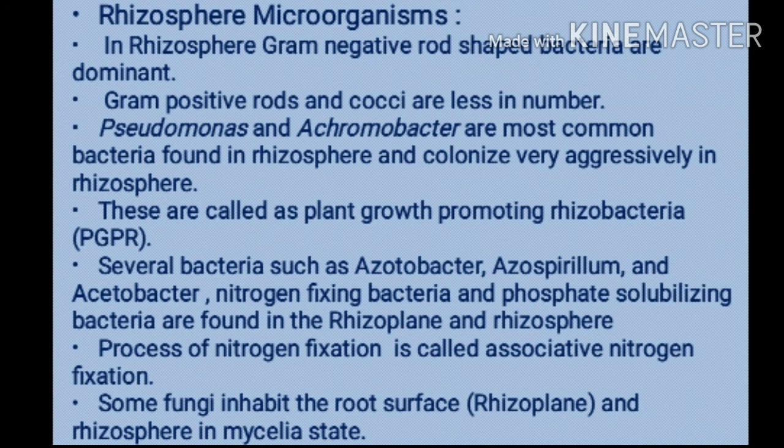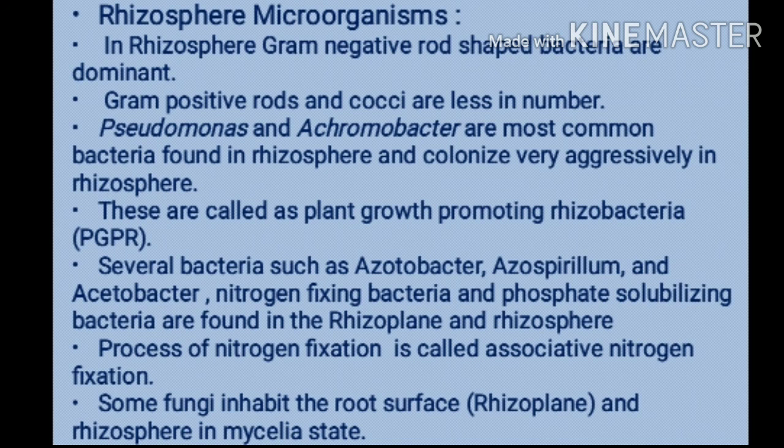They colonize very aggressively in the rhizosphere. These are called plant growth promoting rhizobacteria. Actually, these species promote the growth of the plant, so they are called plant growth promoting rhizobacteria. Bacteria such as Pseudomonas, Achromobacter, Azotobacter, Azospirillum, Acetobacter, and several nitrogen fixing bacteria and phosphate solubilizing bacteria are found in the rhizosphere and rhizoplane.